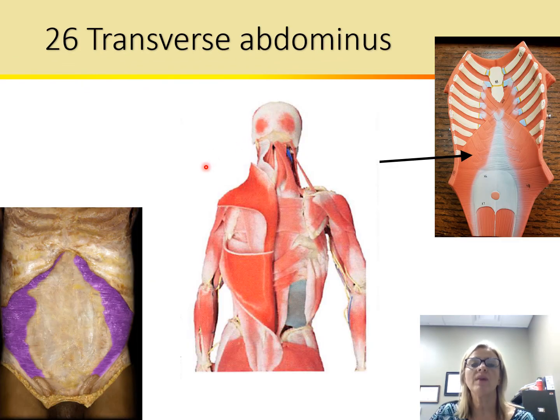All right, so here we have the transverse abdominis. So obviously it's part of the abdomen, and it is going to run transverse, so the tissues run horizontal. This is the deepest of the abdominal muscles. It starts in the posterior lumbar region and travels anterior, deep to the external obliques.